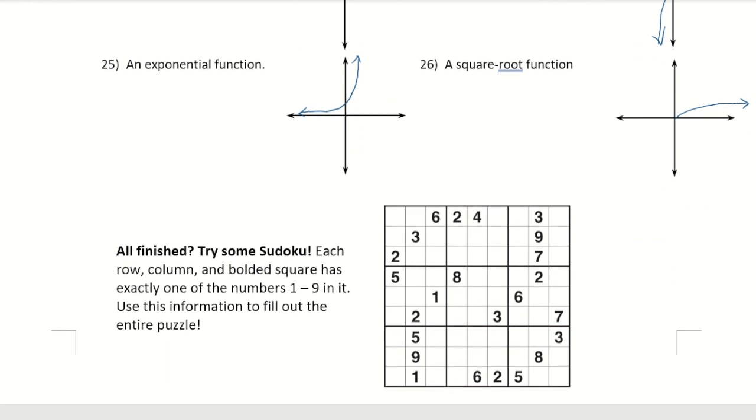I'm not going to go over the Sudoku. I'll let you have fun with that.